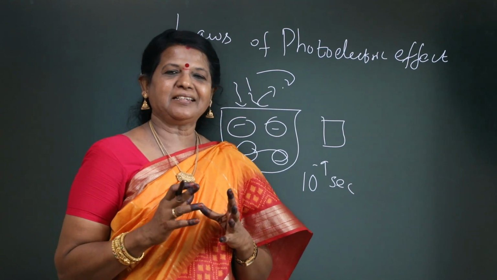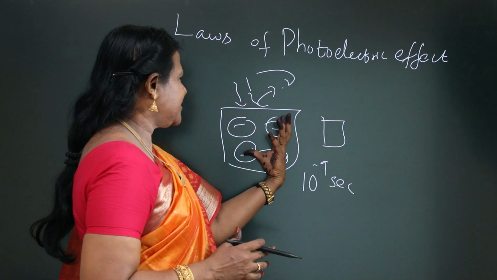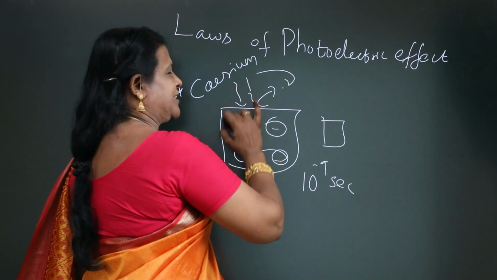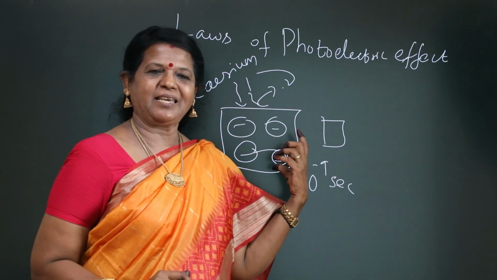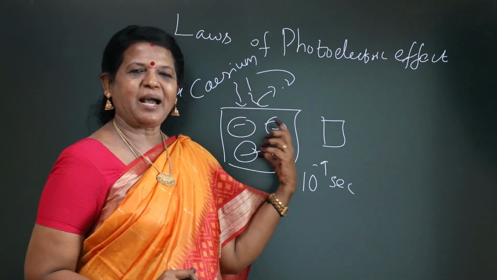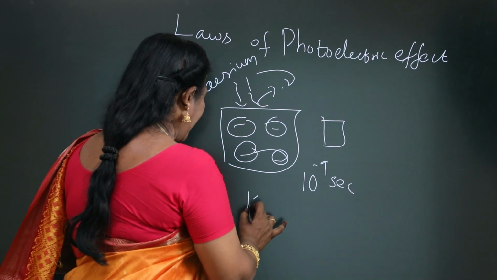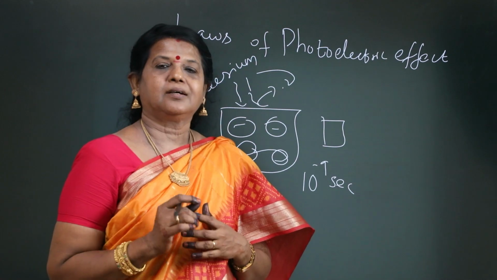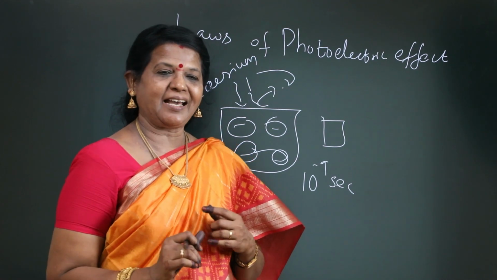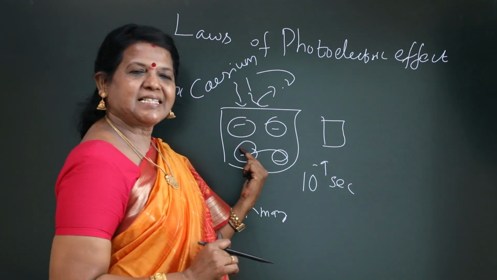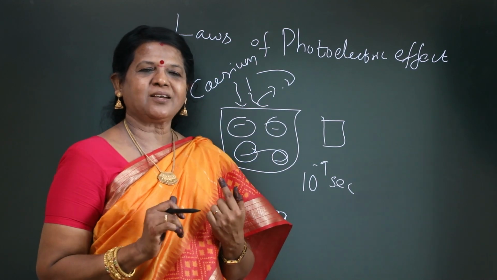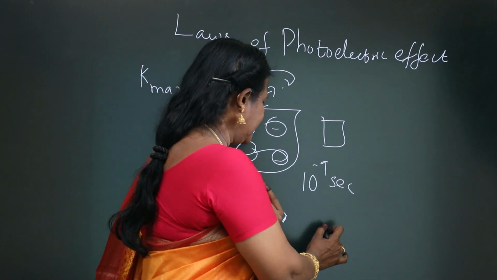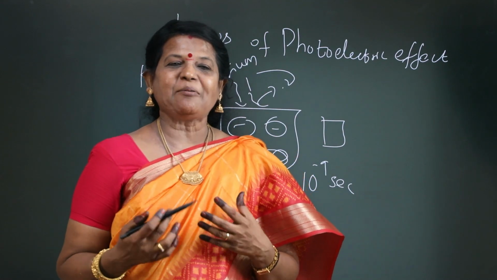In the example, we are taking the cesium metal. For this cesium metal piece, the maximum kinetic energy is represented as K max. This K max depends on the intensity of the incident light. We are going to see some examples.